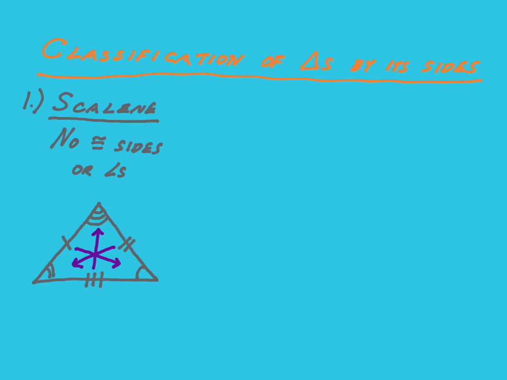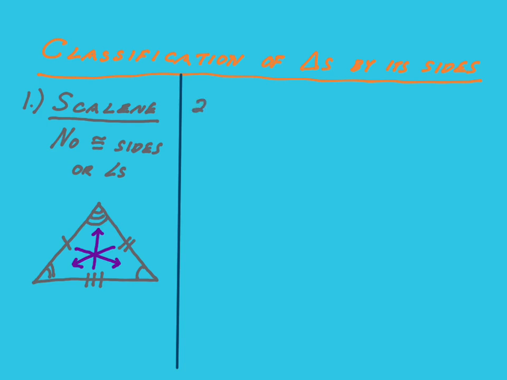The arc markings and the mark markings, that's a lot to say, show that the triangle doesn't have any congruent sides or any congruent angles because the markings of both the sides and the angles are indeed different.